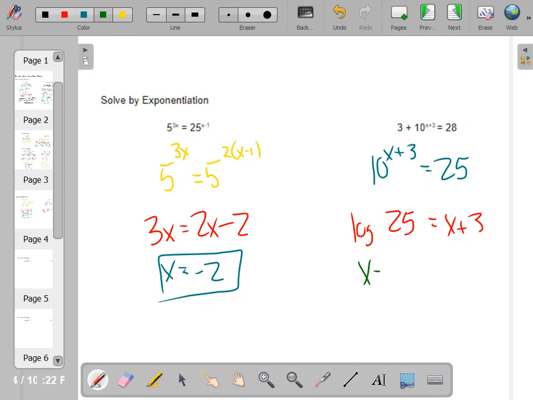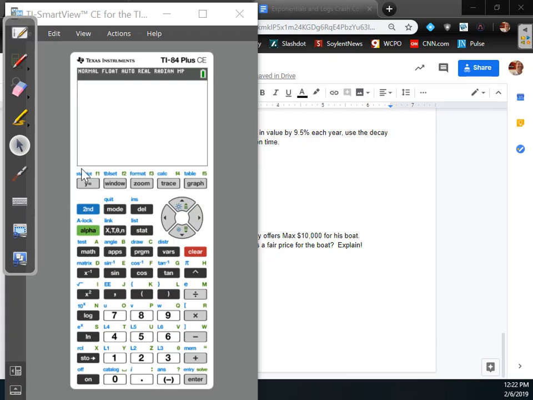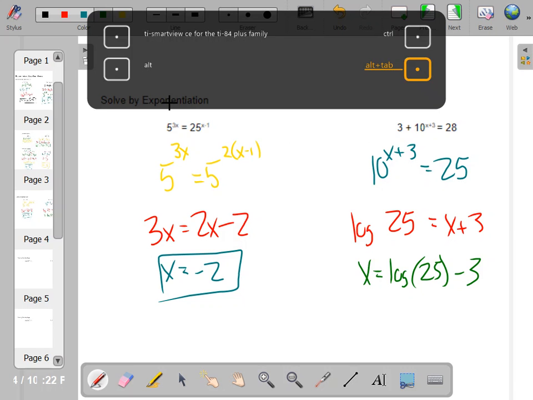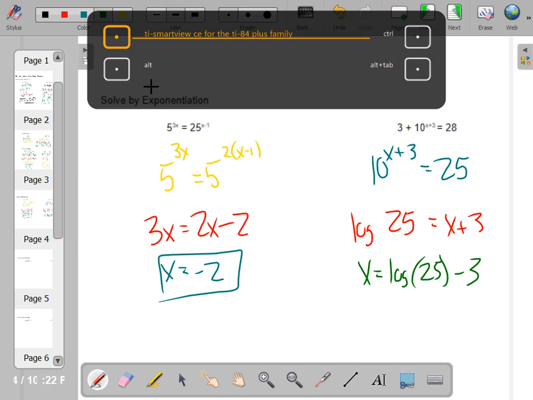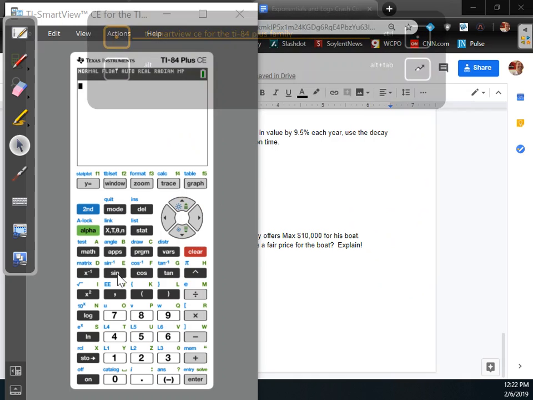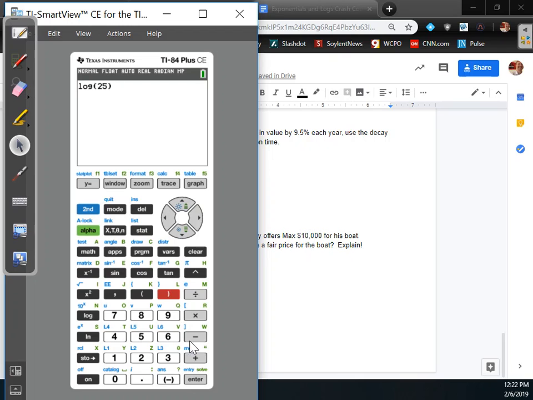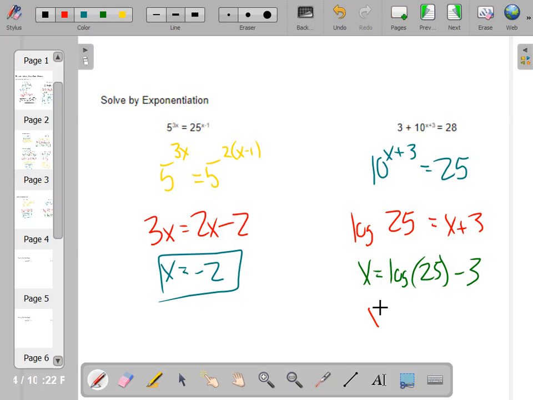Last thing you need to do is take the log of 25 and subtract 3. Now that's something we could actually figure out. We can take the log of 25 and subtract 3 using our calculator. Let's see if I can do that. Log of 25 minus 3 is negative 1.602. So x equals negative 1.602. Again, you're not taking the log of a negative number, so that's okay. You can do that.